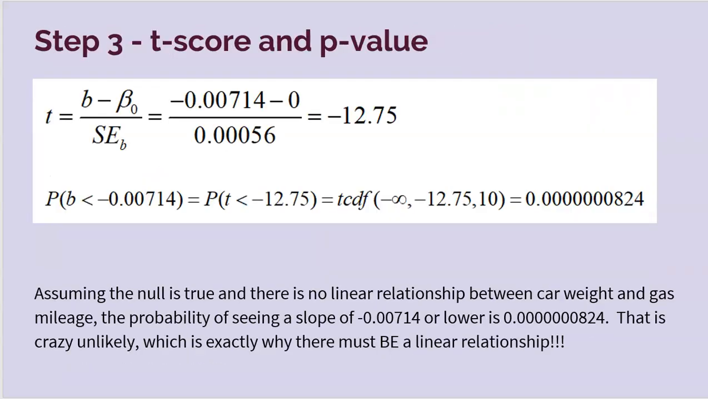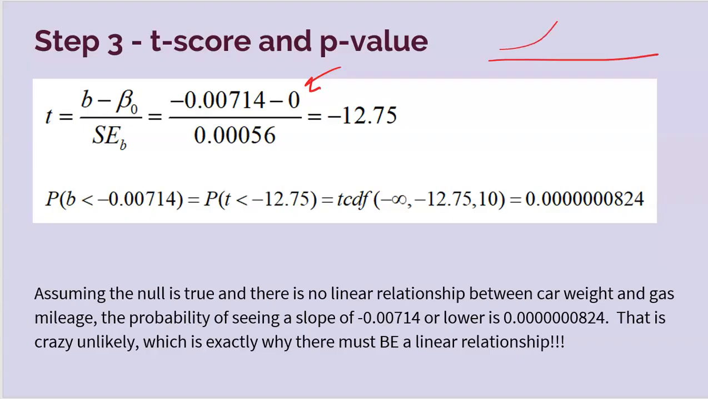Get that t-score. So remember, to get that t-score, we're going to take our sample slope, which was negative 0.00714, and we're going to subtract the null slope of 0. We're going to subtract the fact that we believe the null to be true, right? We're starting off with the assumption that the null is true, and that means that there is no relationship whatsoever, which is a slope of 0, and we're going to divide by that standard error.